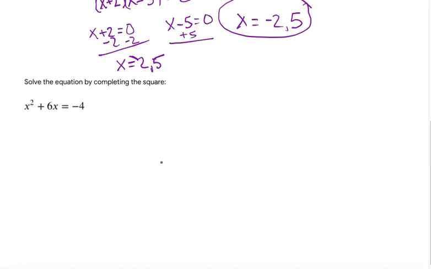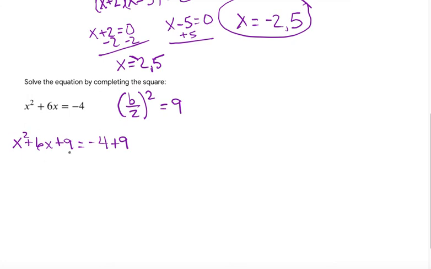Last one, solve the equation by completing the square. This is from 9.5. And the first step was to see if there's a GCF, if you could divide all three terms by the same number, in which case I can't. And then you needed to get C on the other side. Okay, so here we go, C's on the other side. And then we need to find our magic number. So our magic number is half of B, squared. B in this case is 6, so 6 divided by 2 is 3, 3 squared is 9. So I need to add that to both sides. X squared plus 6x plus 9 equals negative 4 plus 9.